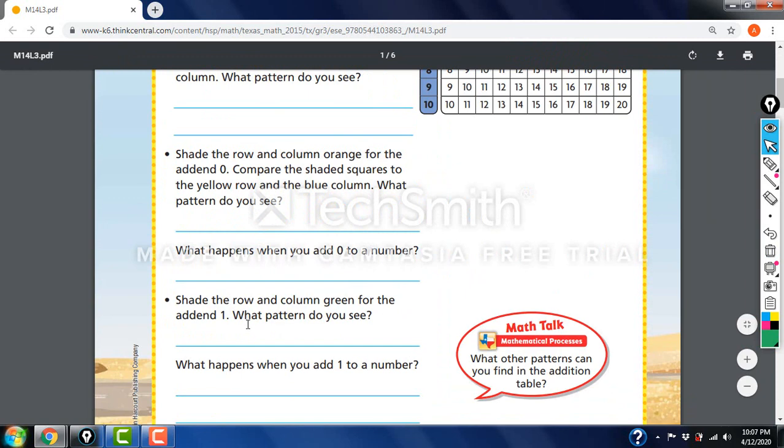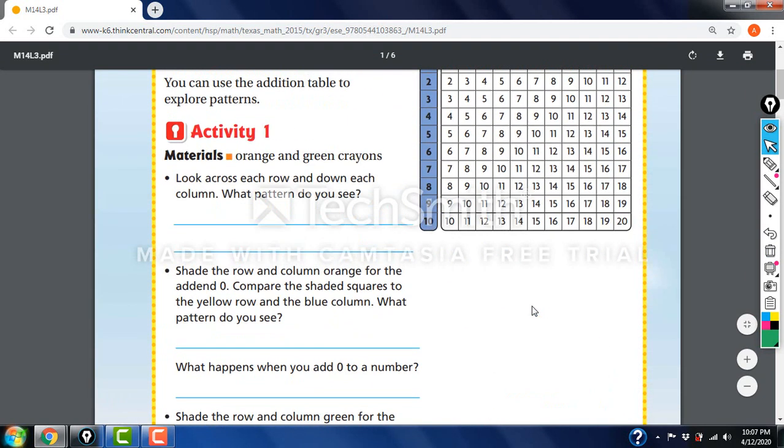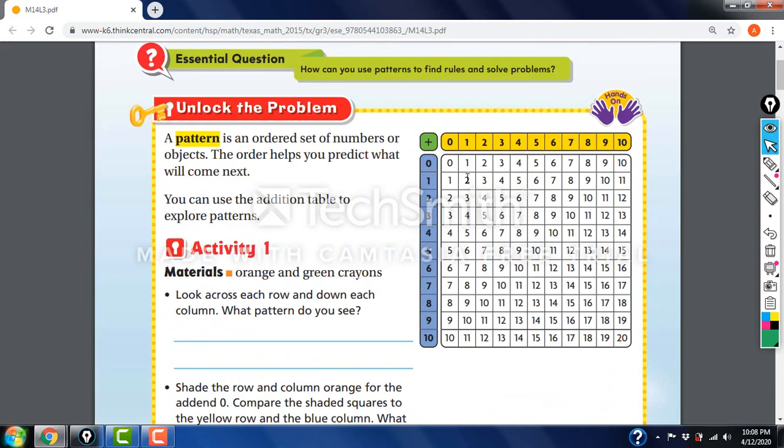What's it asking you? What pattern do you see? Yes, very good. 1, 2, 3, 4, 5. It's counting. It goes 1, you add 1. You're adding 1, adding 1, adding 1, adding 1. And it's the same here. The row and the column is adding 1.